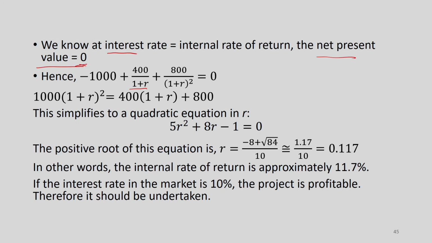So, since here r is the internal rate of return, the net present value, minus 1000 plus 400 divided by 1 plus r plus 800 divided by (1 plus r) whole square, should be equal to 0, because r is the internal rate of return. Now, the next step is just to simplify this. I can multiply both sides of this equation with (1 plus r) whole square.